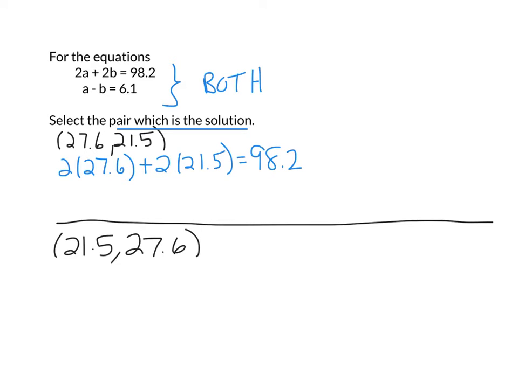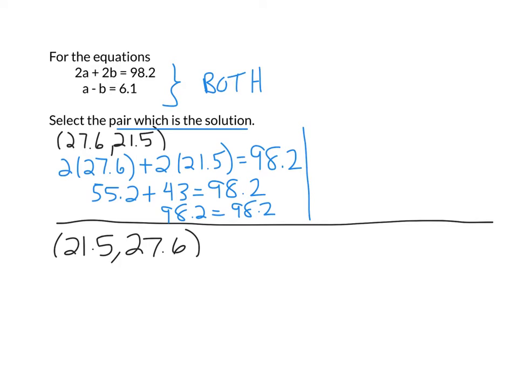So 2 times 27.6 is 55.2, plus 2 times 21.5 comes out to be 43. And we're going to test if that's equal to 98.2. So 55.2 and 43 equals 98.2. So therefore, it satisfies our first equation.